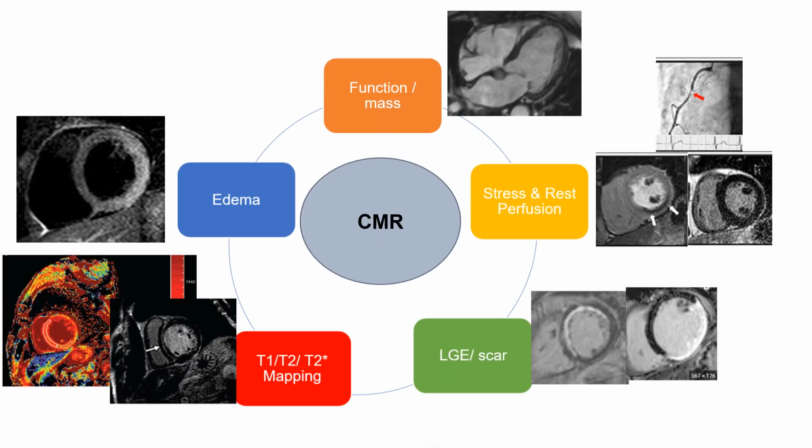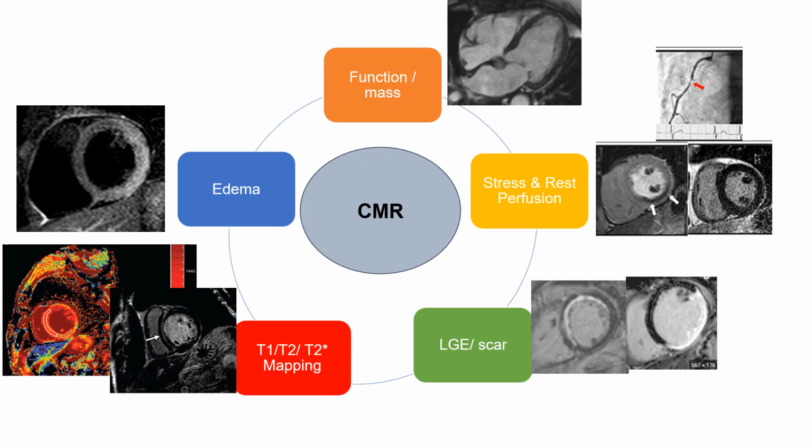So let us look at how MR does all these. MR has a host of sequences. These are the cine images, using which we see the wall thinning, function, shunts, flows, and all that. This is the edema sequence where we look at myocardial edema. These are the mapping sequences which help us see interstitial fibrosis. That's the scar imaging, where all the black myocardium is normal and whatever is white is a scar. And then we have the rest and stress perfusion using adenosine.